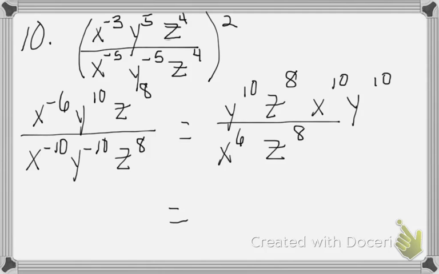Okay, now I've got my x to the 10th divided by x to the 6, that's x to the 4th, and it goes up top. Both of my y's are in top, so I multiply by adding the exponents and get y to the 20th. And then z to the 8th divided by z to the 8th, that turns into 1 or 0. So that is my final answer. So there is no fraction.